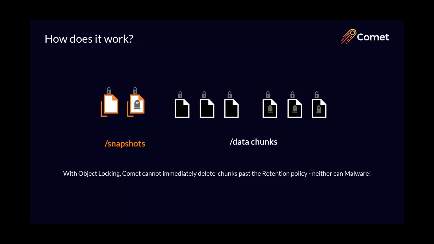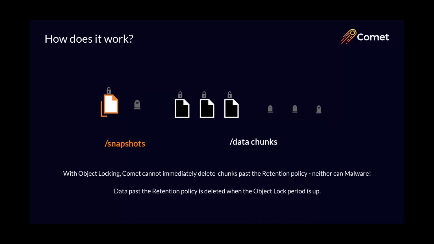Eventually, the object lock period for these tombstoned chunks will lapse, and at that point, Comet is free to remove the unused chunks, which have been marked for deletion based on your retention policy. Any chunks which are still in use by a snapshot will have its object lock period extended, matching all the other chunks in that snapshot.